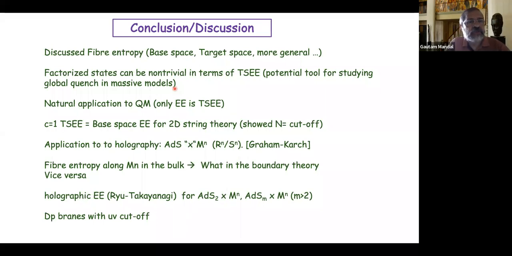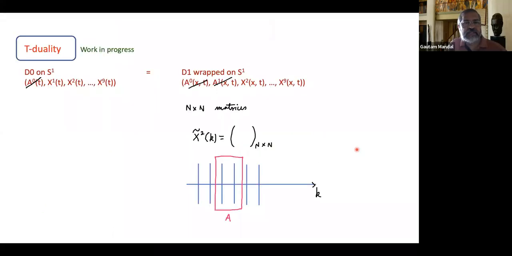So here we are at the conclusion. We discussed fiber entropy a lot. Factorized states can be non-trivial in terms of target space entanglement entropy. There's a natural application to quantum mechanics, because the only entanglement entropy is the target space entanglement entropy. For c equal to 1, I have shown that N becomes a cutoff. And for application to holography, I have discussed the Graham and Karch theorem and how to avoid it in terms of RG flow geometries. In the case of at least AdS2 cross a higher dimensional space, there is an easy understanding in terms of the boundary target space entanglement entropy. The fiber in the bulk space becomes like the fiber in the tangent space, and the entanglement entropies should also work out. Well, thank you very much.